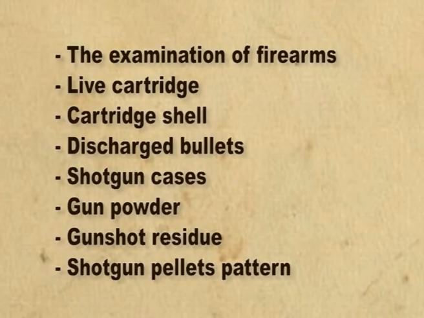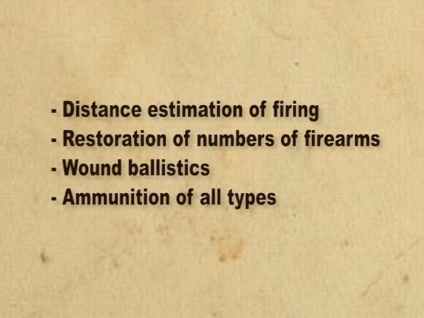Firearm identification unit, commonly known as forensic ballistics. It involves the examination of firearms, live cartridges, cartridge shells, discharged bullets, shotgun cases, gunpowder, gunshot residue, shotgun pellets, pattern, distance estimation of firing, restoration of numbers of firearms, wound ballistics and ammunition of all types. Moreover, it also includes different types of marks such as serration marks or friction marks, breech face marks, firing pin marks, and extractor or ejector marks in automatic weapons.